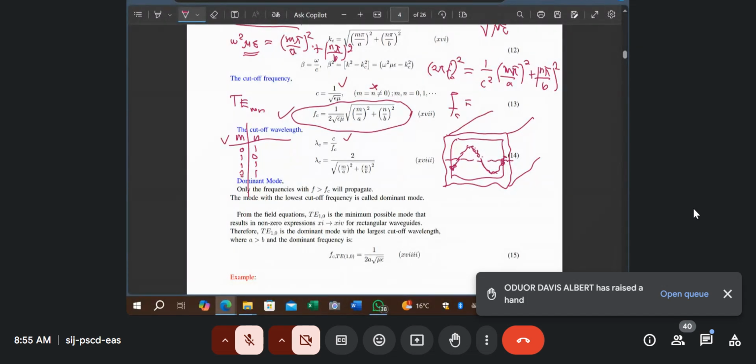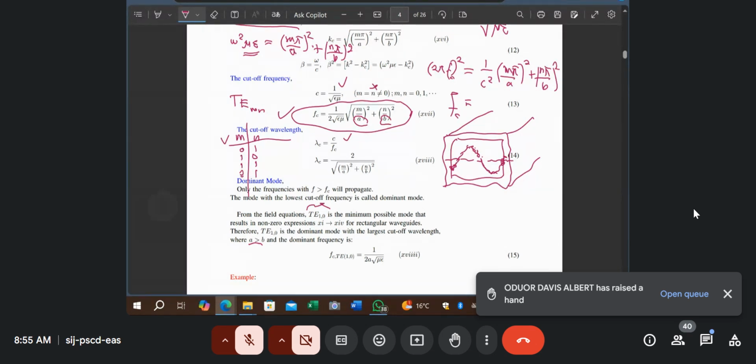And remember we said that a is always bigger than b. So from the field equations, TE10 is the minimum possible mode that results in a non-zero expression for those expressions that we have for rectangular waveguide. So TE10 is the dominant mode with the largest cutoff wavelength, and we say a is more than b.